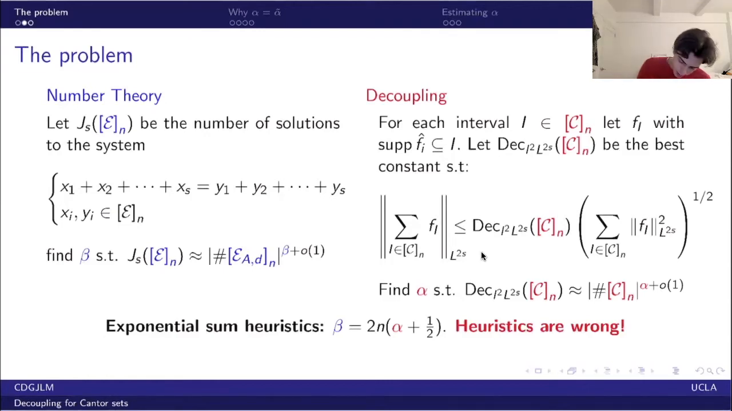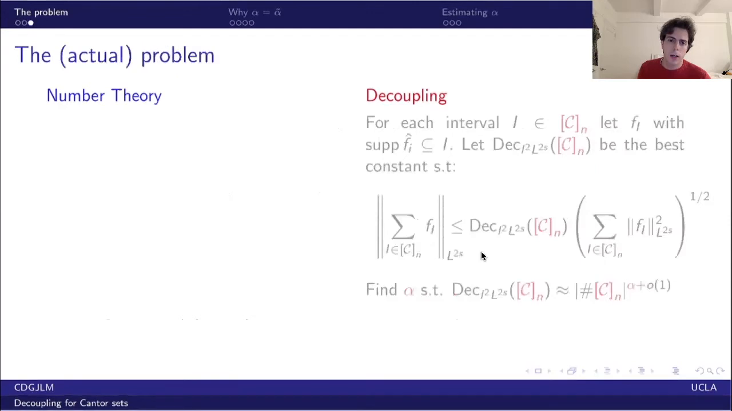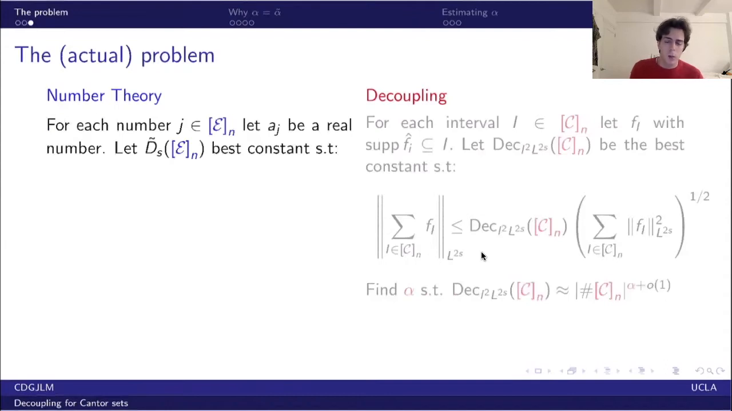You have this, and possibly you don't have equality, but a strict inequality. Instead of considering this problem, therefore, we will have to consider an augmented problem. And we will keep the decoupling problem the same, and we will slightly change the number theory problem so that it looks more like a decoupling problem. What we're going to do is, instead of counting the solutions, we're going to do a weighted count of solutions. To each number j, we will associate a weight, an a_j.